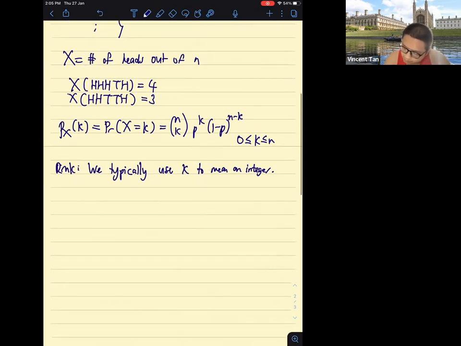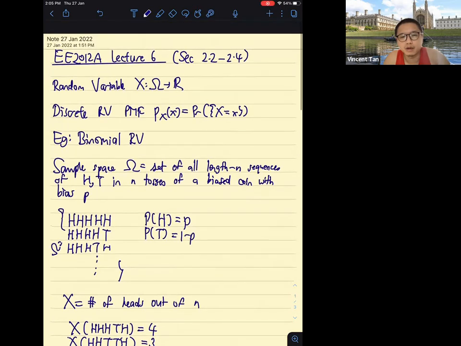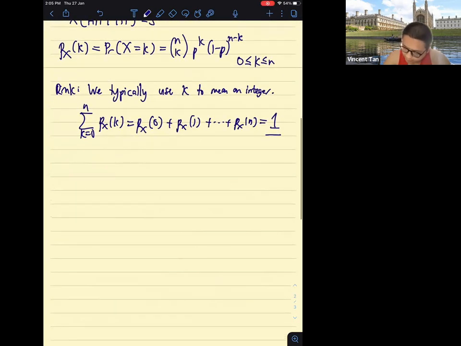So we saw a very important property: the sum of all the probability mass function elements, P of x0, P of x1, all the way until P of xn, must add up to 1, definitely. This is something that one ought to check, a very important check. So that is the story about a binomial random variable, and it typically looks like that.